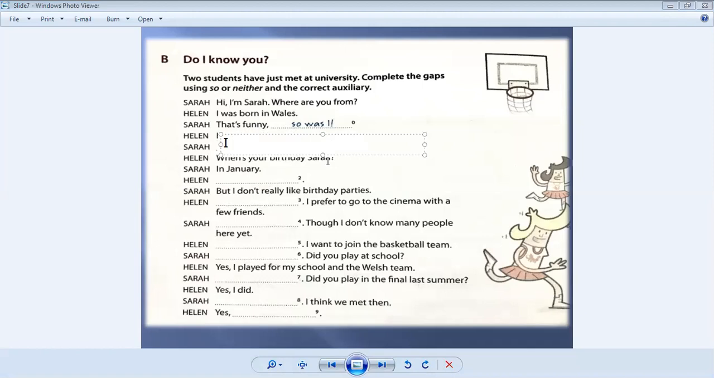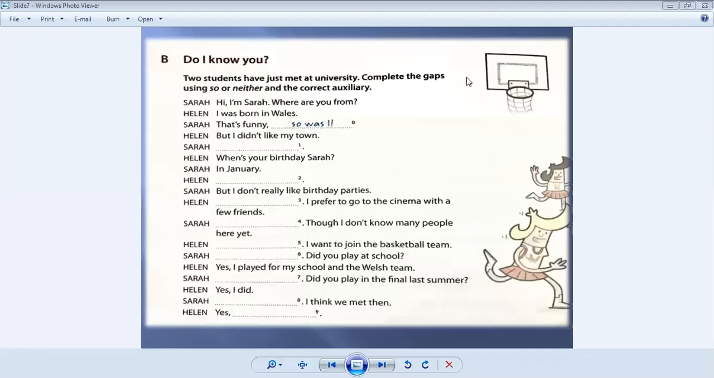When is your birthday, Sarah? In January. So is mine. Here you're going to write, so is mine. Why? Because it's possessive. So is, sentence start, so is mine.